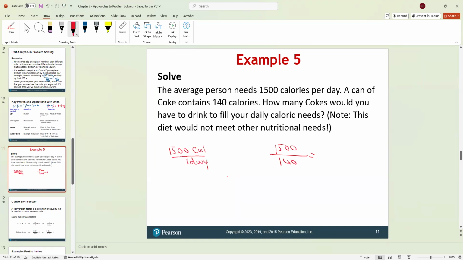I believe the correct answer is that if you drink 10.7 cans of Coke per day, right? So you're going to get the 1,500. Of course, I strongly advise you not to do it, but this is only an example. I'm hoping none of you would sit and drink about 11 cans of Coke every day. So this is just an example.